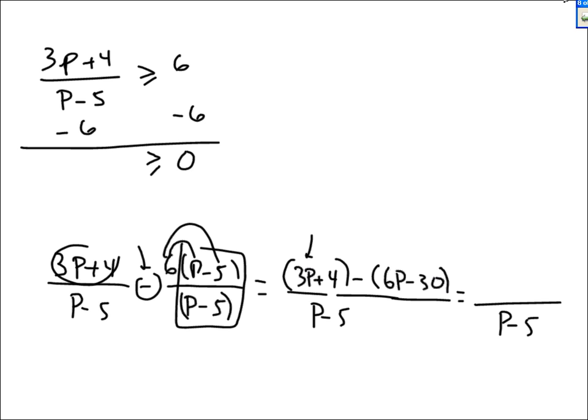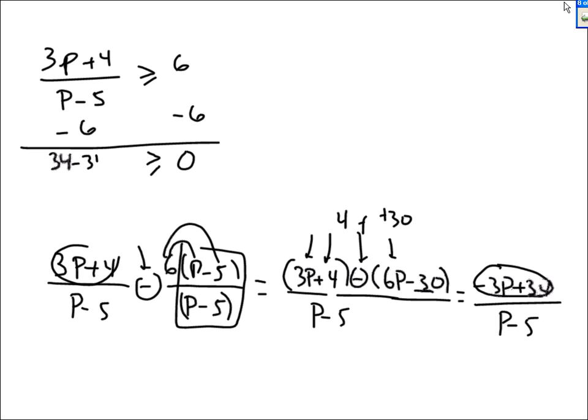If you have 3p, and you take away 6p, you took away 3p's. If you have 4 and you take away a negative 30, you have 34. You can change both of those signs: 4 plus 30, 34. So that's what we get. I'm going to write it as 34 minus 3p. 34 minus 3p divided by p minus 5 is greater than, let's stick with just greater than 0.